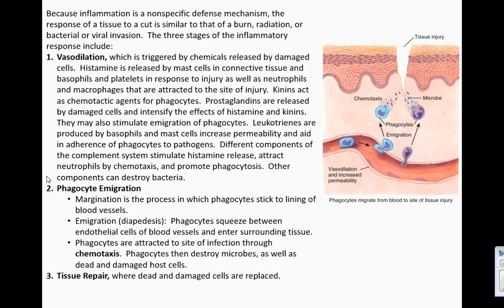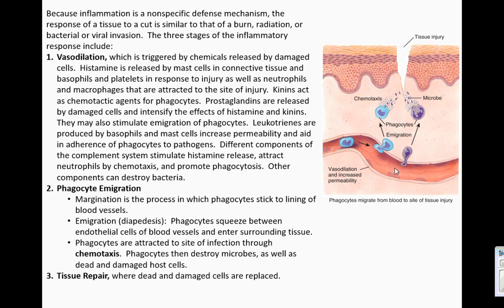And so we want to try to get the white blood cells to the area so that they can fix what's going on. Kinins are also chemicals released that act as chemotactic agents for phagocytes, attracting those white blood cells and macrophages, or the eosinophils, or neutrophils, and macrophages. Prostaglandins are also released by damaged cells and intensify the effects of histamine and kinins. They may also stimulate immigration of phagocytes, which is step 2, where the white blood cells leave the blood vessel by poking through the wall.